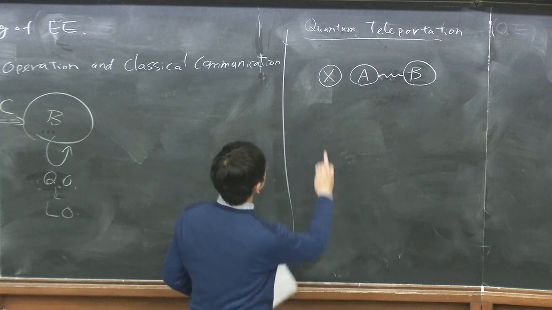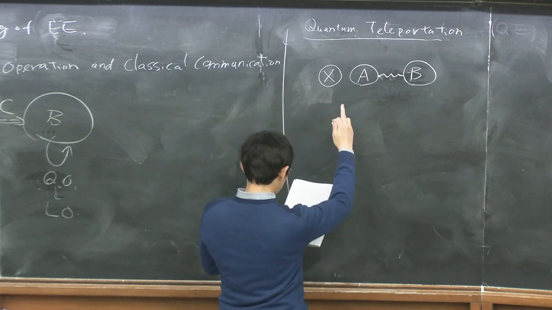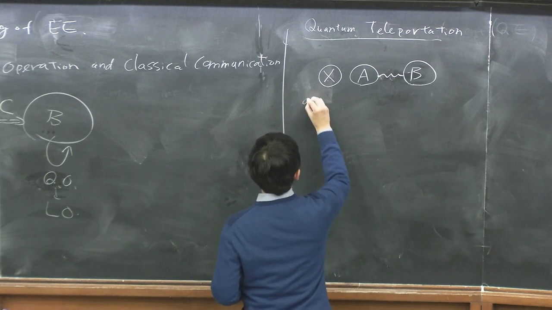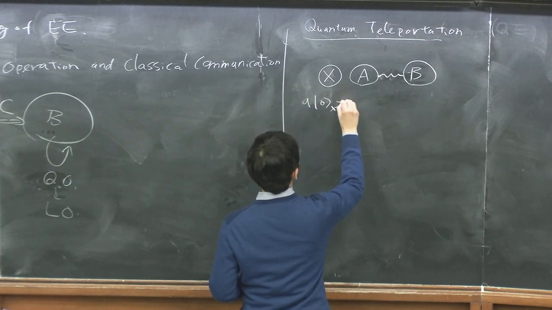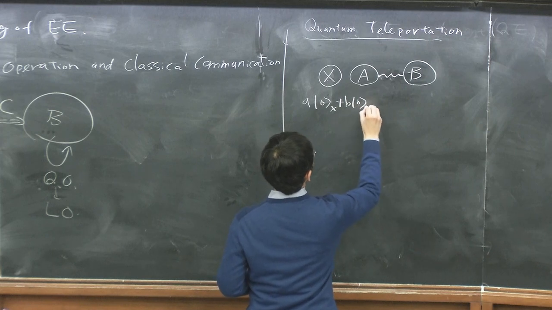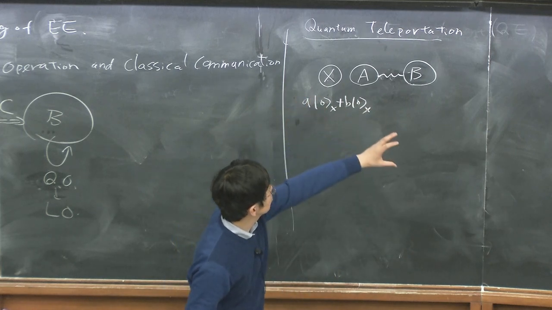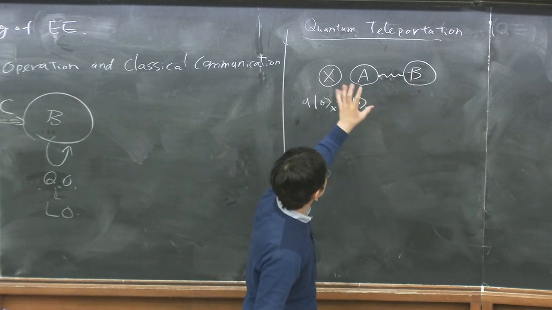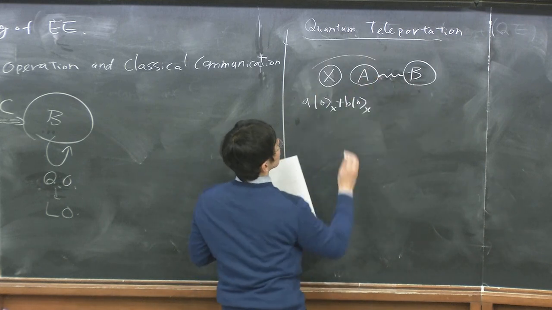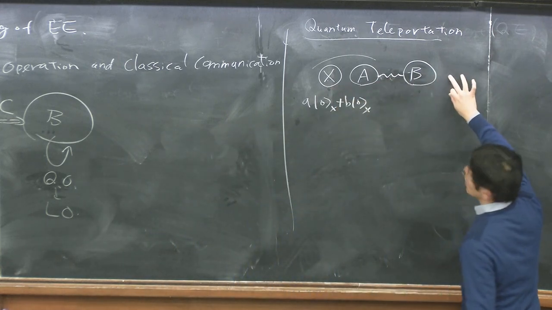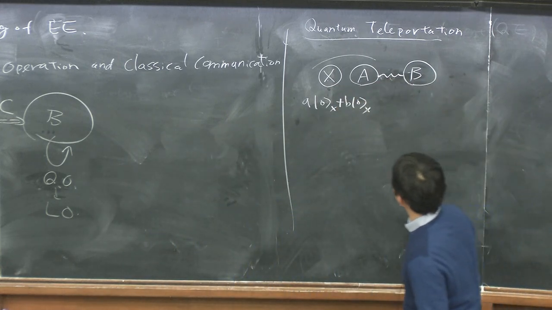Teleportation means we have some state x, and we have some extra qubit here. So we have some state here, like a linear combination, A|0> + B|1>. We want to teleport, to send this same state to the other side. This A and B are in the same laboratory, and these two parties are far apart, maybe 1,000 kilometers. We want to teleport this state to the other party.